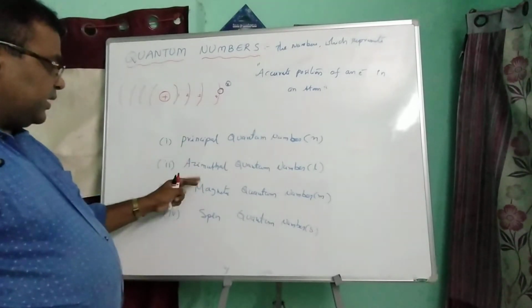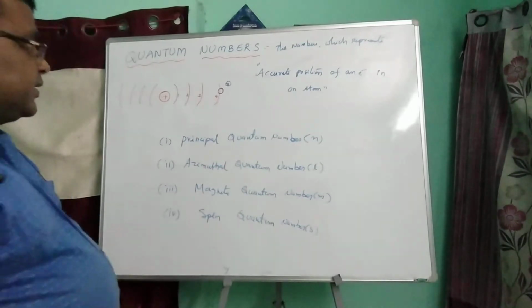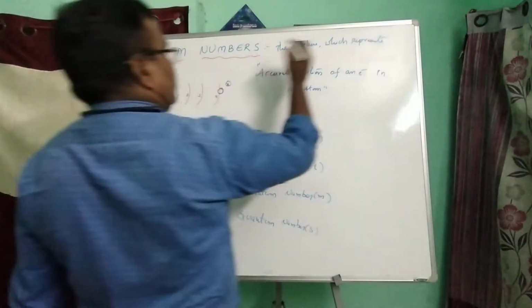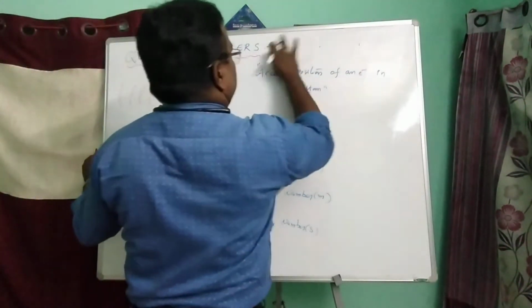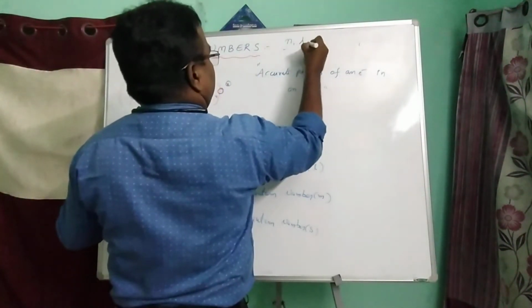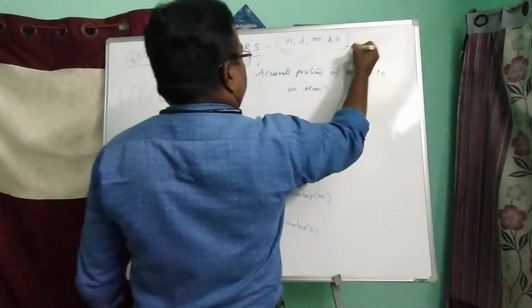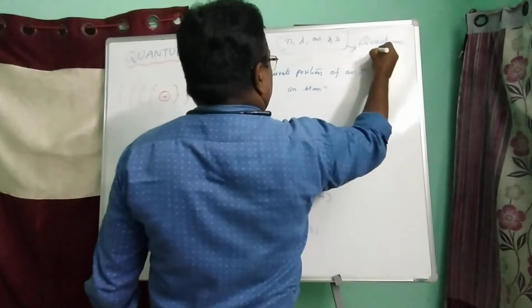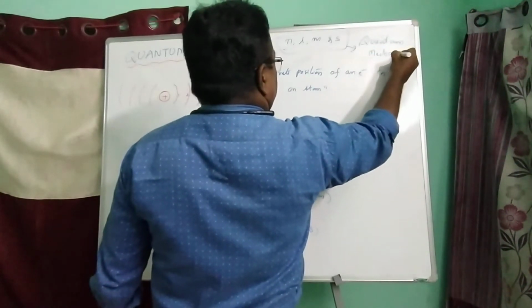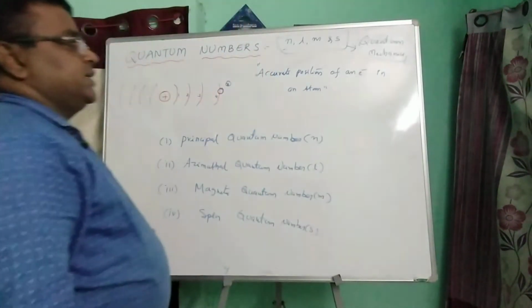So, to find out the accurate position of an electron, scientists proposed 4 quantum numbers: principal quantum number, azimuthal quantum number, magnetic quantum number, spin quantum number. That means here N, L, M and S. These 4 quantum numbers are simply referred to as quantum mechanics.